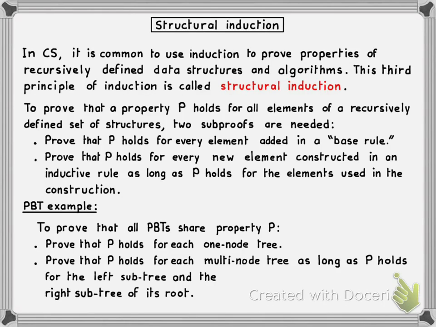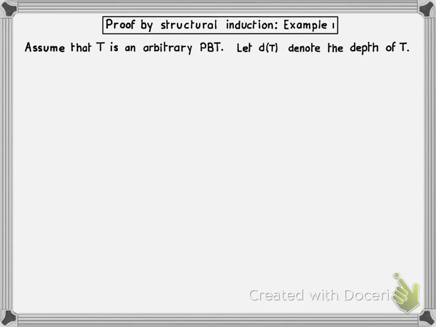Now let's write a proof by structural induction of a particular property P of the perfect binary trees. So let T be an arbitrary PBT. Let's use d(T) as a shorthand for the depth of T. Remember that the depth of a binary tree is an integer that characterizes how tall the tree is, how many levels of nodes it contains. Remember that the depth of a tree increases by 1 every time you use rule R2. So what we're interested in this particular example is the total number of nodes in a tree. Let's denote that number n(T).